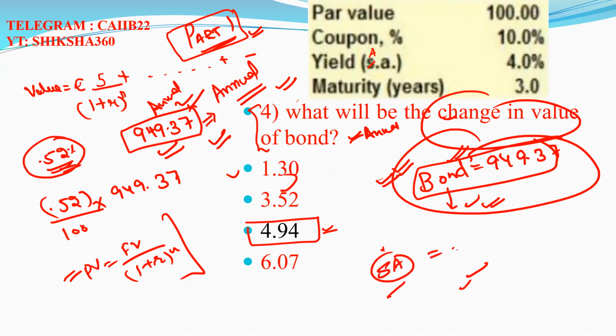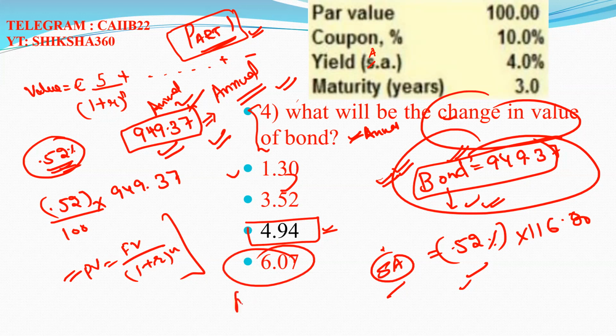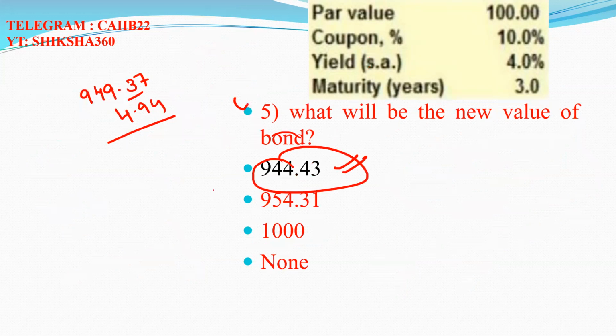the semi-annual change is 0.52% of basically what? 116.80, which we have already calculated. If we multiply 0.52 into 116.80, we will get 6.07. This is the answer if we want the change in the value of the bond with respect to the semi-annual. So we can calculate 116.80 minus 6.07, and the answer will be 110.73, which they have not given.